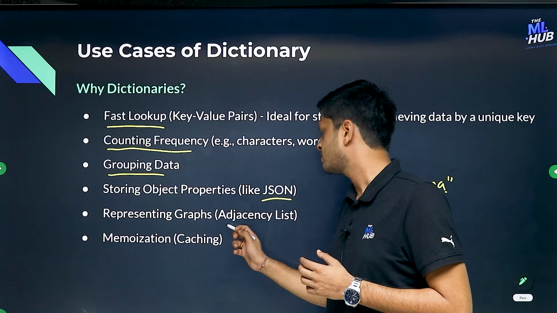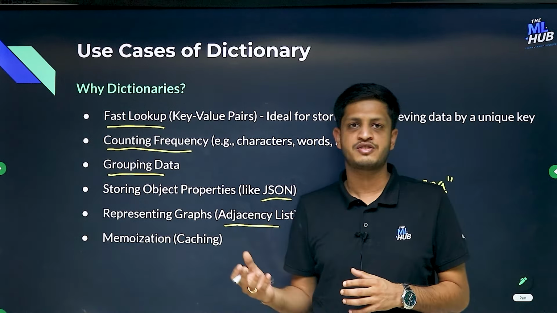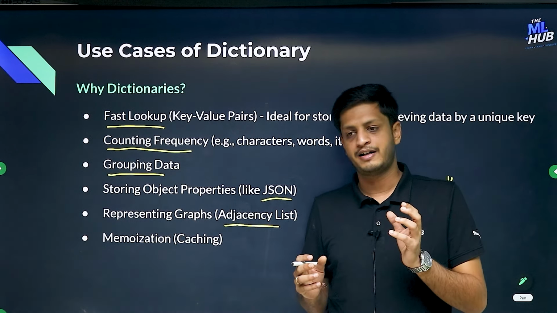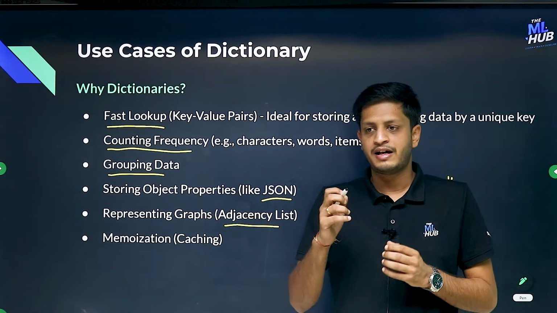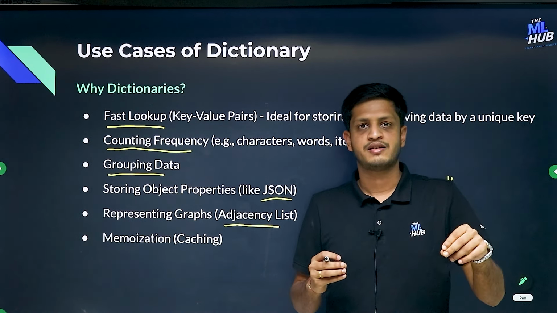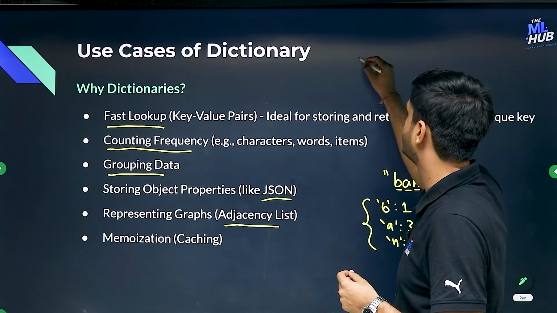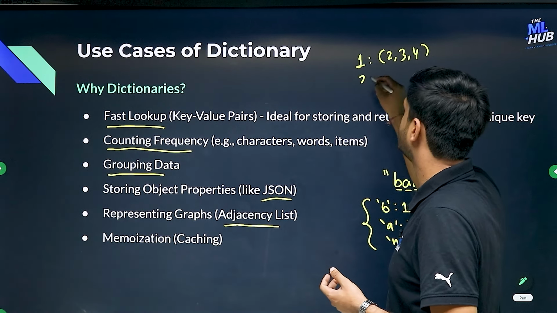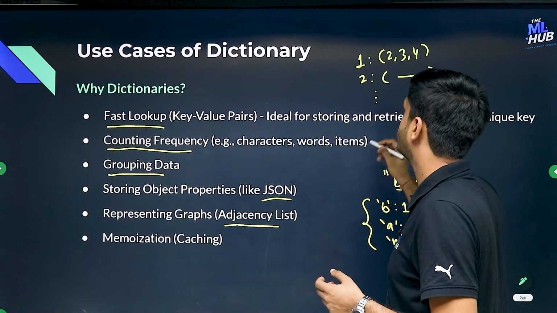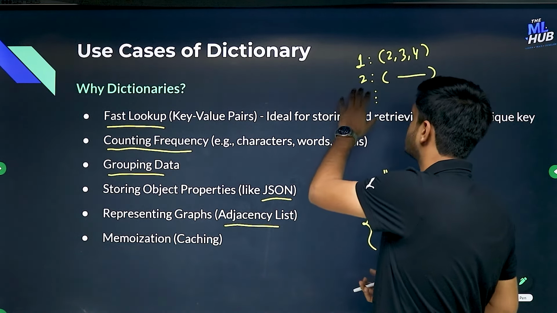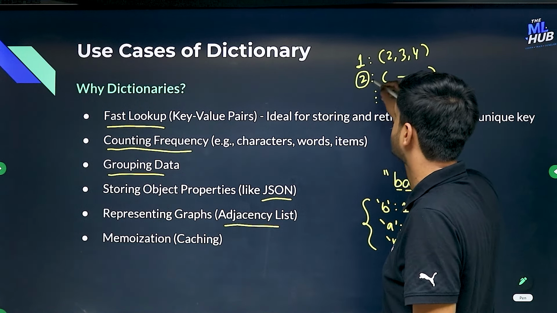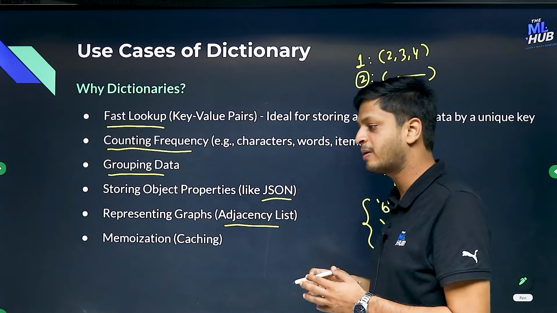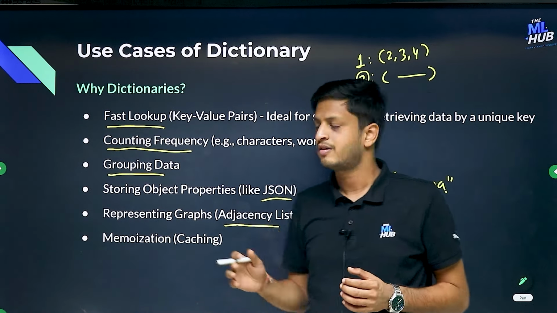Then representing graphs in an adjacency list. When we see the graph data structure in data structures and algorithms, we will see that graphs are represented in a particular way, and any vertex can be connected to any number of vertices. If you want to store which vertices vertex number 1 is connected to, let's say in a tuple, and which vertices vertex number 2 is connected to, and so on, you can use the dictionary data type for that. It is very simple, and if you want to check which vertex is connected to which vertices, you can do it very fast. When we see graphs and competitive programming problems on graphs, we will use dictionaries heavily there.